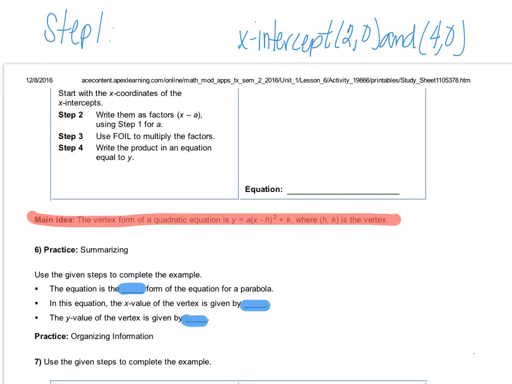Step 1 from the last page just told us to start with the x coordinates of the x-intercepts, and I went ahead and wrote everything up here at the top so we have it. The x-intercepts are (2, 0) and (4, 0). Step 2 says write them as factors x minus a, using step 1 for a. So here we go: x minus 2 and x minus 4 equals 0. And it says use FOIL to multiply the factors.